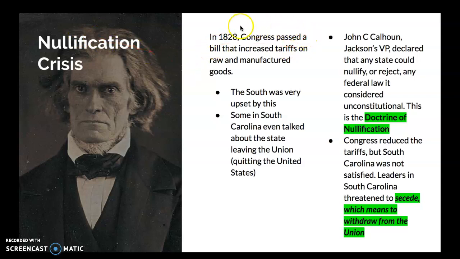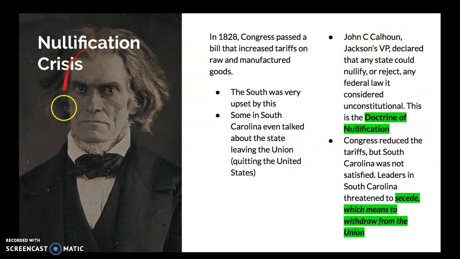All right. In 1828, Congress passed a bill that increased tariffs on raw and manufactured goods. So this is what we were talking about before. The South gets really, really upset by this. Some in South Carolina even talked about the state leaving the Union, meaning quitting the United States. When we talk about Union, we mean the Union of States, the United States. They would quit. They would cease to be part of the United States.